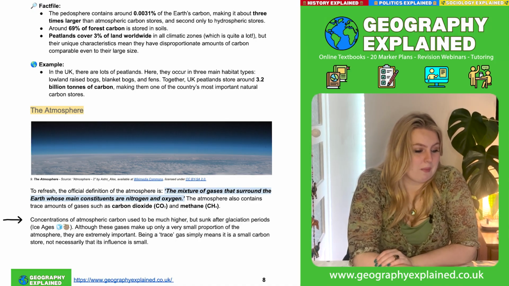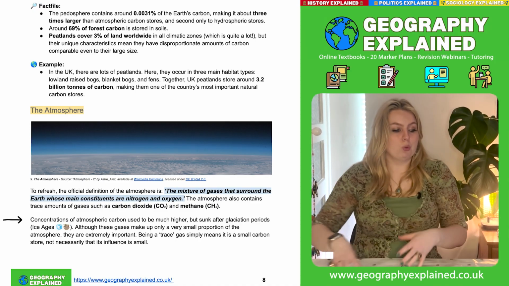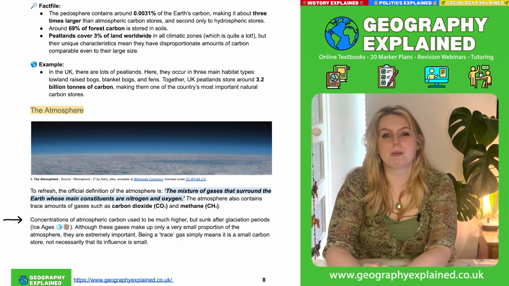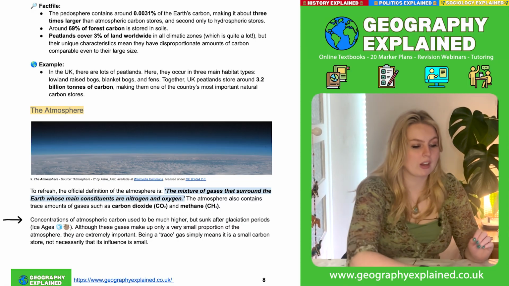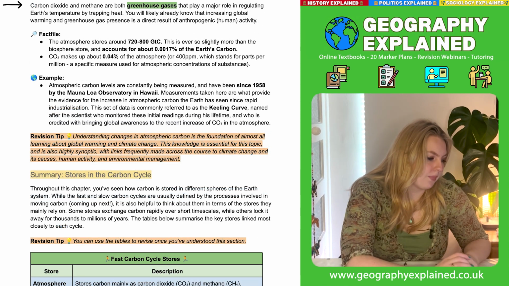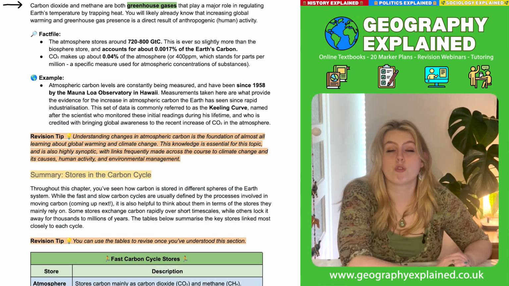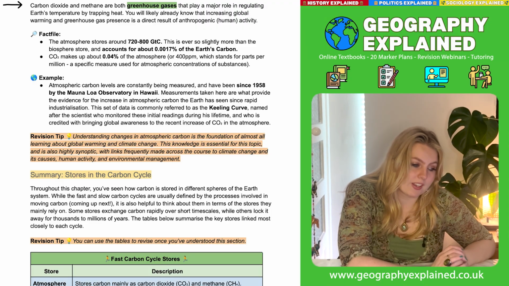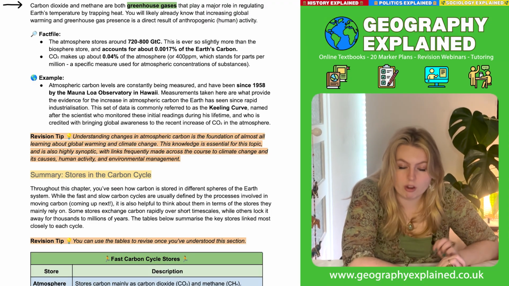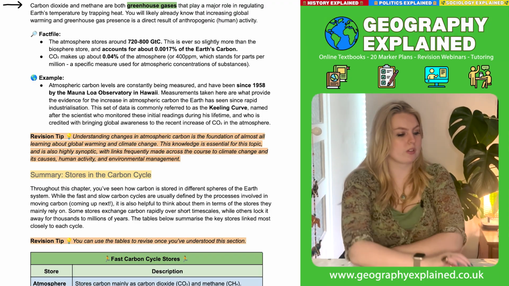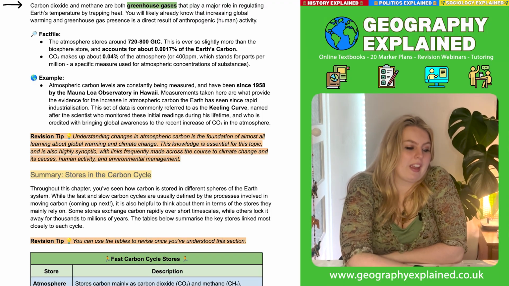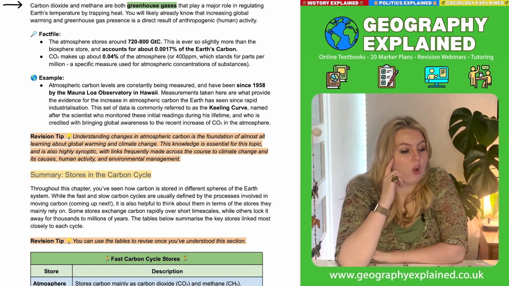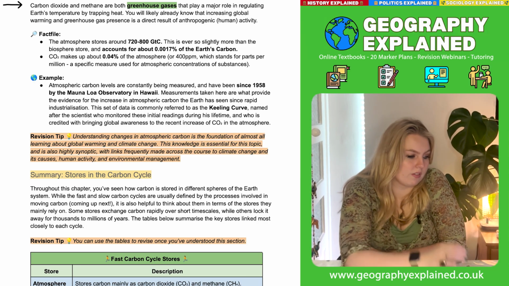Something to note is that being a trace gas means it is a small carbon store, not that it is necessarily uninfluential. So again, maybe something to think about for those more evaluative 20 markers. Carbon dioxide and methane are both greenhouse gases that play a really major role in regulating the Earth's temperature by trapping heat, and we'll go into this in loads of detail if you're not quite secure in that concept. You'll basically already know that increasing global warming and greenhouse gas presence is a direct result of anthropogenic, so human, activity.